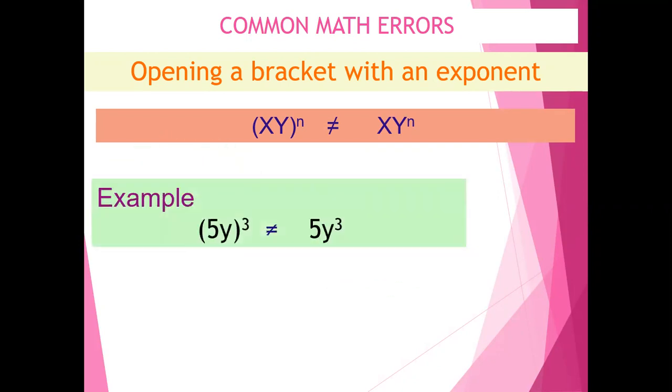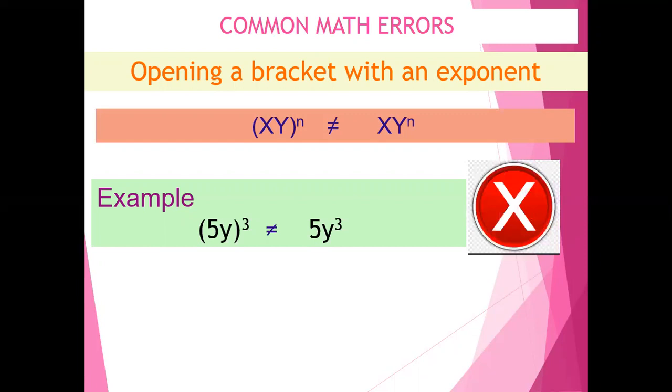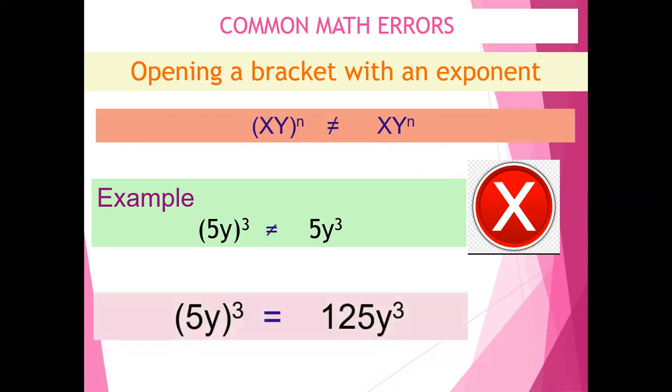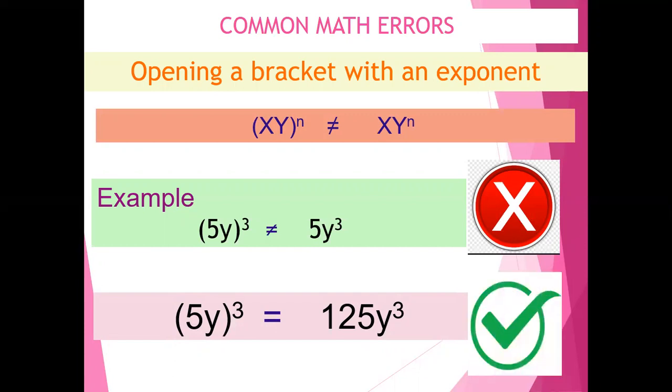So let's look at an example. For example, (5y) all cubed is not the same thing as 5y cubed. Okay, this is wrong. Instead what you're supposed to do here is (5y) all cubed. So you have 5 times 5 times 5, that will give you 125, and then you have y cubed. So 125y cubed is correct.